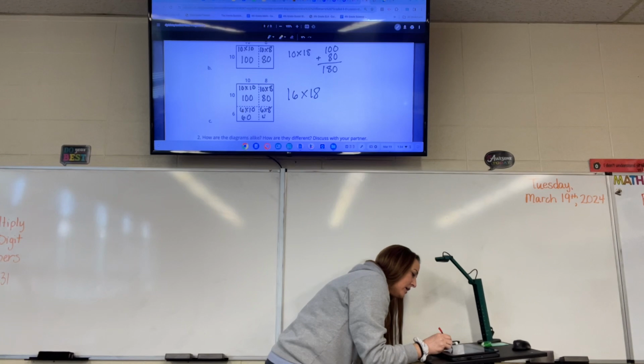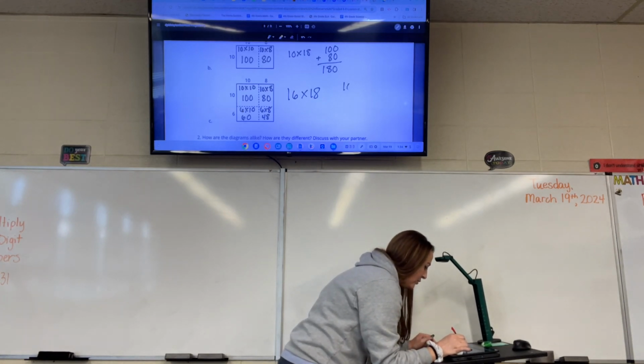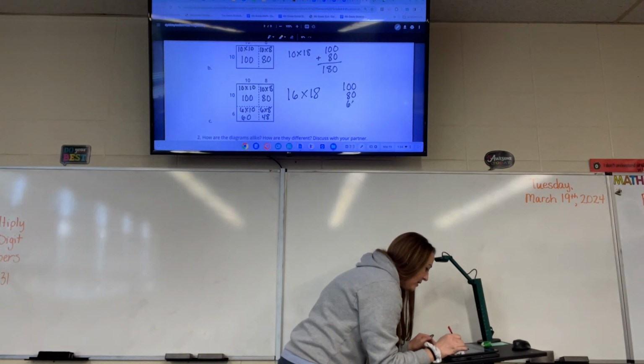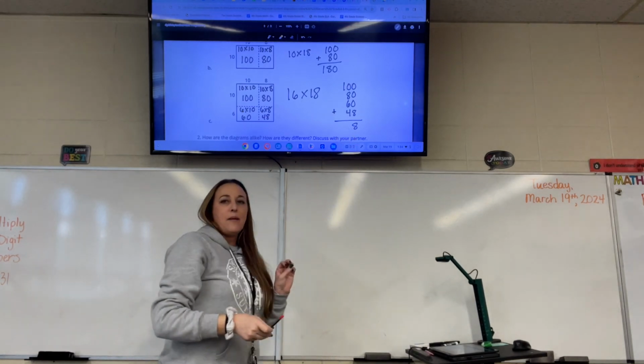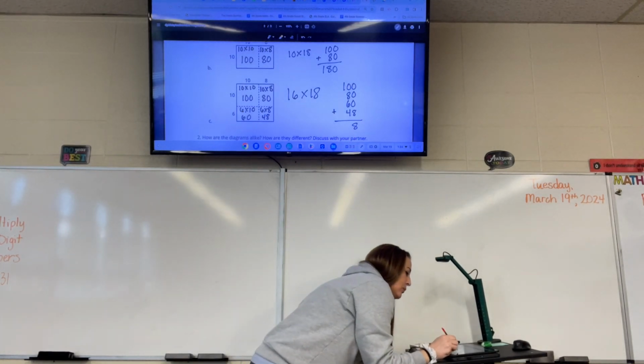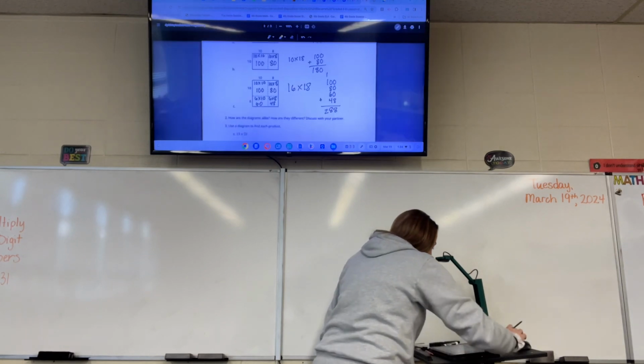48. Yep. Okay, and our last step: stack them and add them. So 180, 60, 48. 0 plus 0 plus 0 plus 8 is 8. And then I'm going to combine the 6 and 4 first because I know that makes 10. Plus 8 more, 18. Put down the 8, carry the 1. So 288. And look at that.